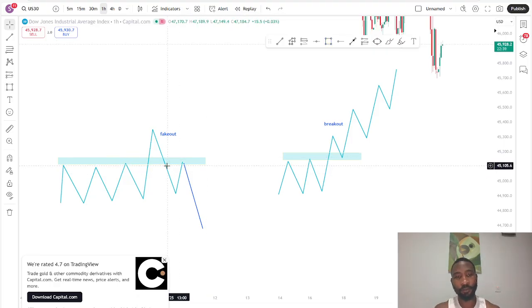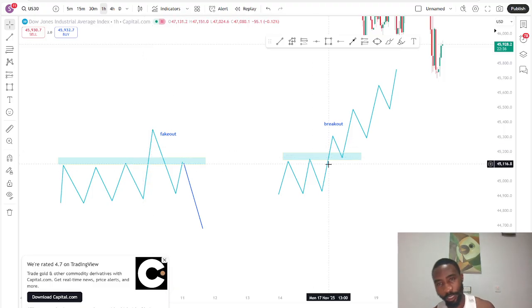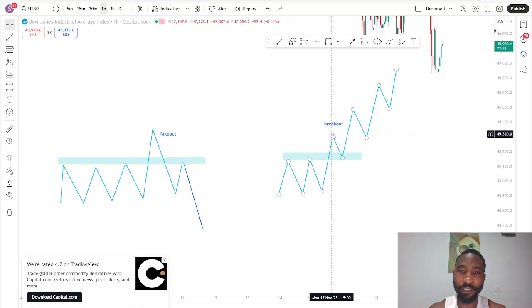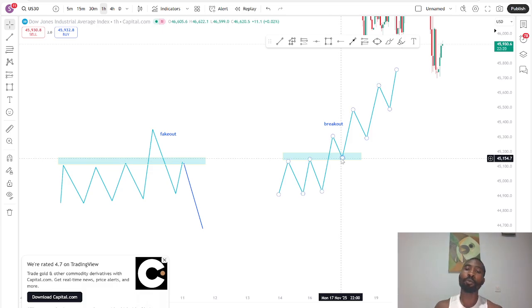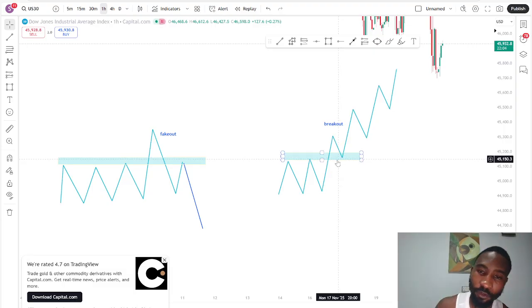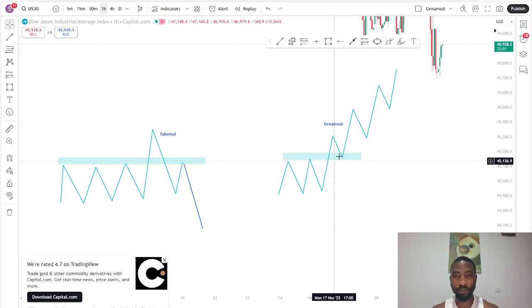So this is fake out and this is breakout. When there is a breakout, there is always a correction from the market. Correction is like a retest, where the market comes back to the particular level where it just broke out, to confirm whether it's going to continue, creating higher and higher lows, or whether this is a fake out. The only way to find out is by having patience and waiting for the market to tell you what it's going to do.